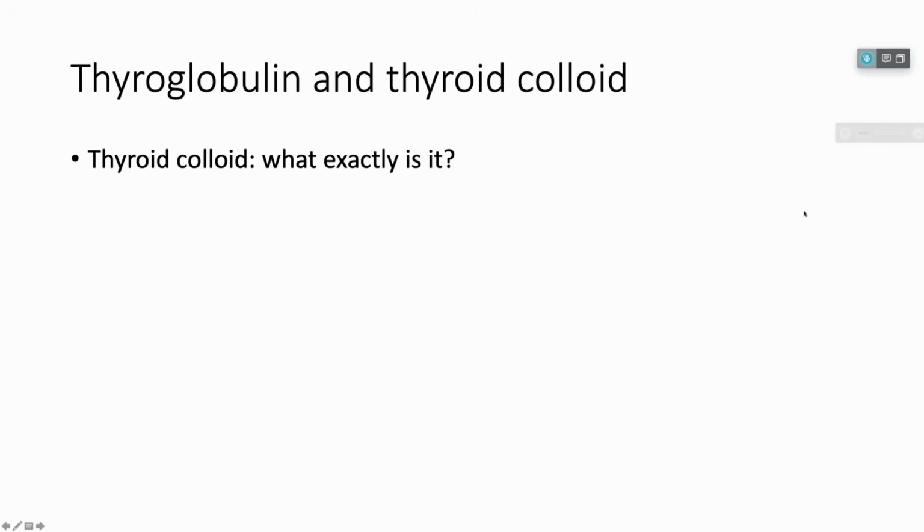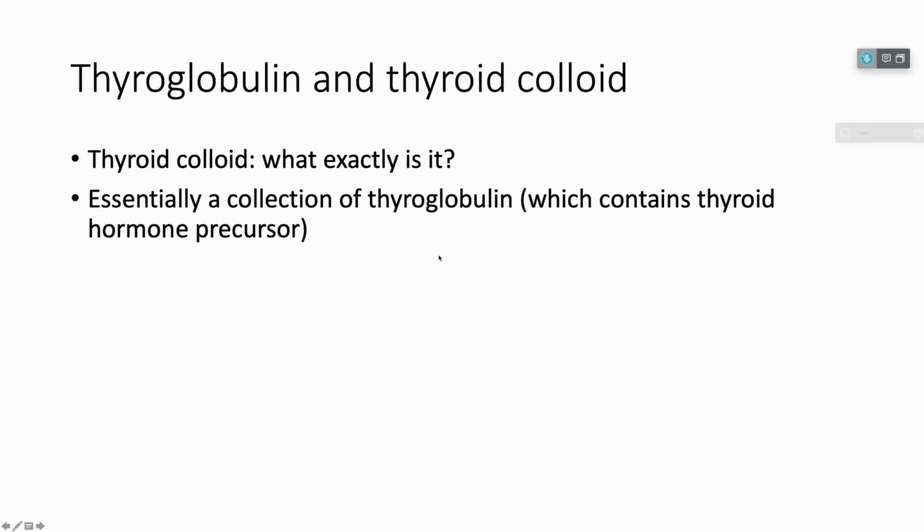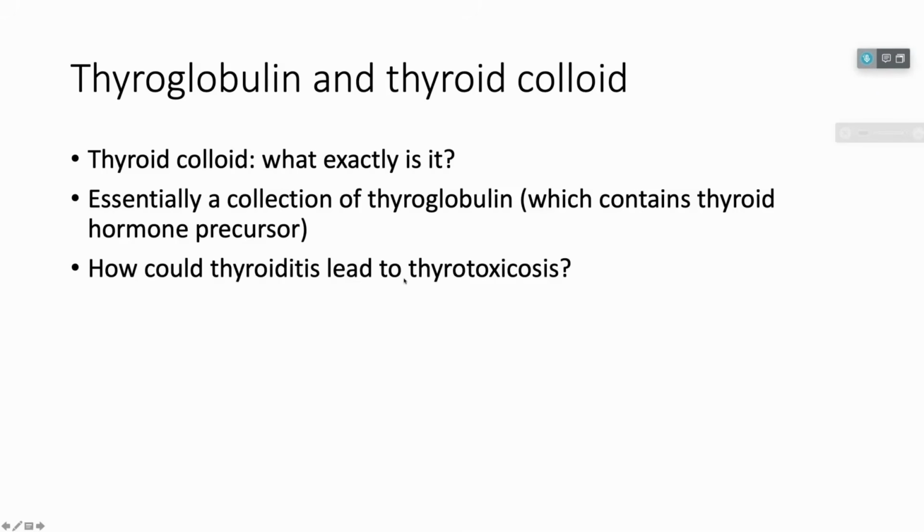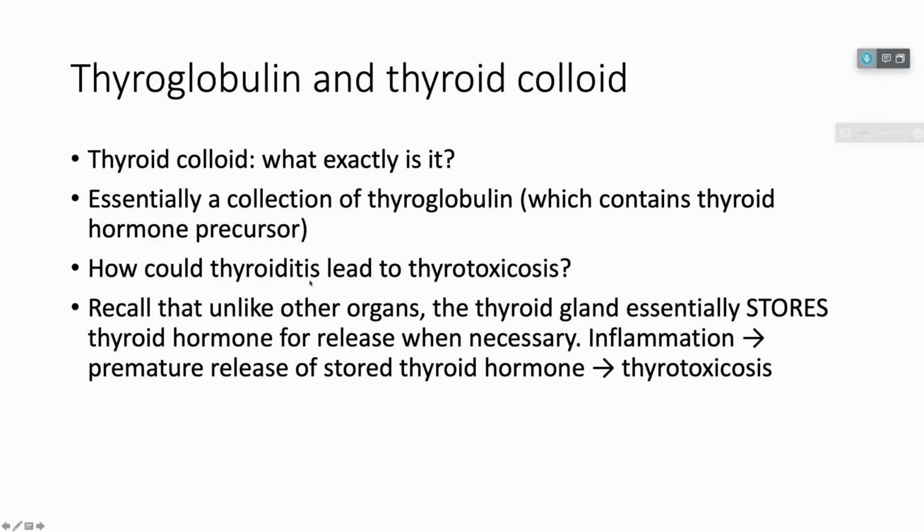So remind me, Marco, what exactly is thyroid colloid? It's a collection of thyroglobulins. Yeah, it's just a bunch of thyroglobulin, which has the thyroid hormone precursors, right? So, Marco, how could thyroiditis lead to thyrotoxicosis? How does that make sense? Oh, it's an inflammation of the thyroid. So if the inflammation leads to great destruction of thyroid hormone in the gland. Yeah, exactly. Essentially.